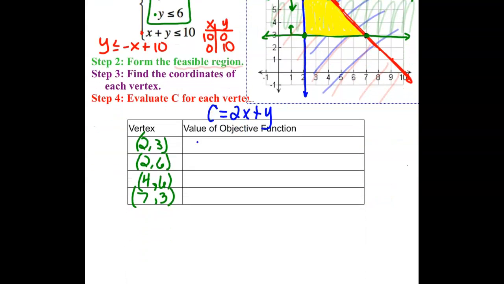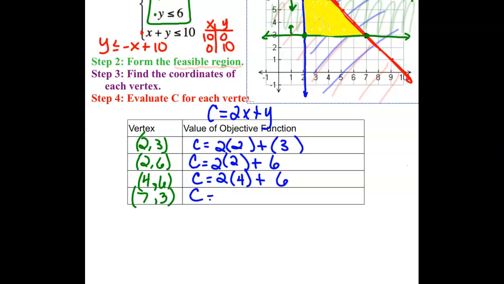All right. So for the first one, c equals 2 times x plus our y value. Our x was 2 and our y was 3. I'm going to go ahead and set these all up. C equals 2 times our x plus our y value. And then let's look at what we get for each of those values.